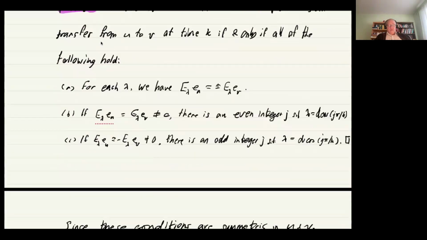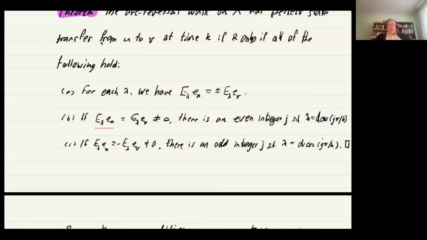Okay. So the other comment is that notice that these three conditions are symmetric in the vertices U and V. So if these hold for U and V, they also hold when you swap U and V. And so that gives you the proof of the earlier theorem. That gives you the fact that if you get PST from U to V, you get PST from V to U.